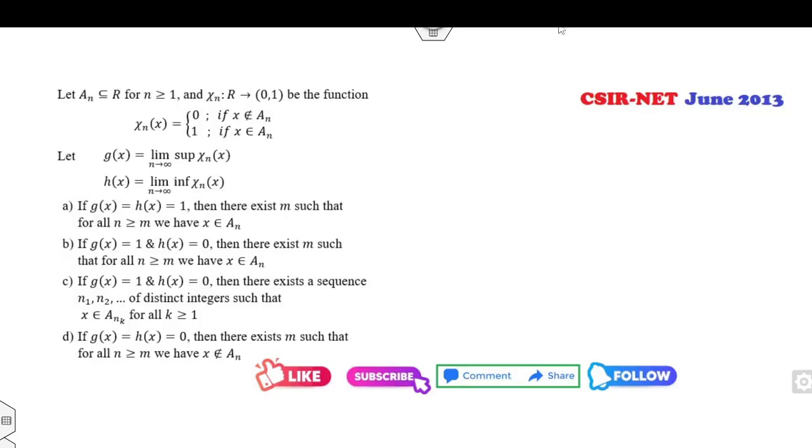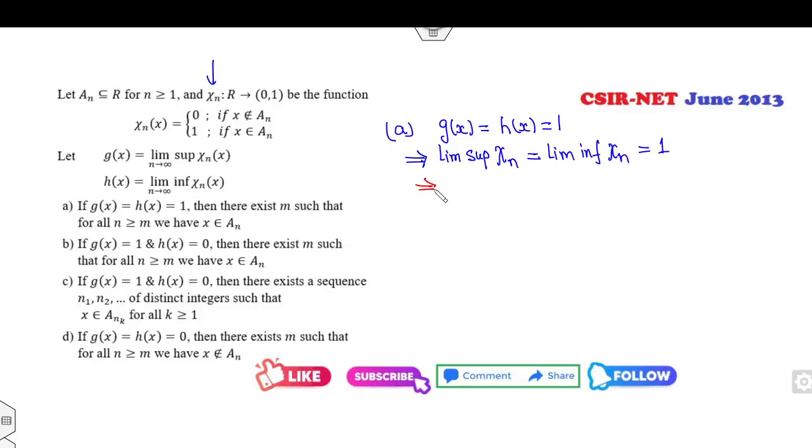Okay, look at this another one. Xi n is a sequence of functions which are defined like this. G and H are the limit supremum and infimum. Very simple again. What is the meaning of that? G of x is equal to H of x is equal to 1. What does it mean? That means limit of the supremum of xi n, which is equal to the limit of the infimum of xi n, which is 1. This means xi of n converges to 1.